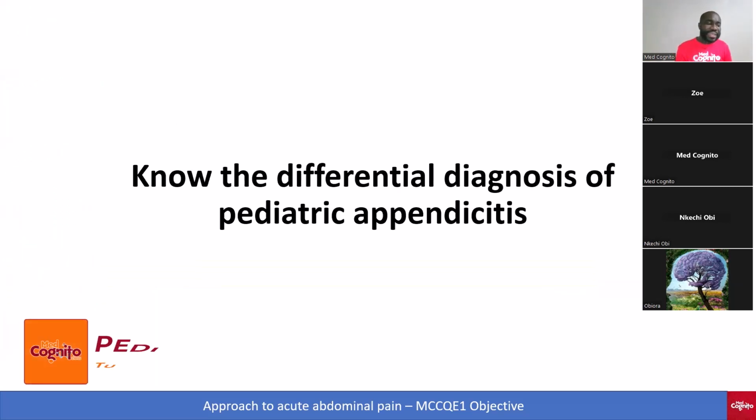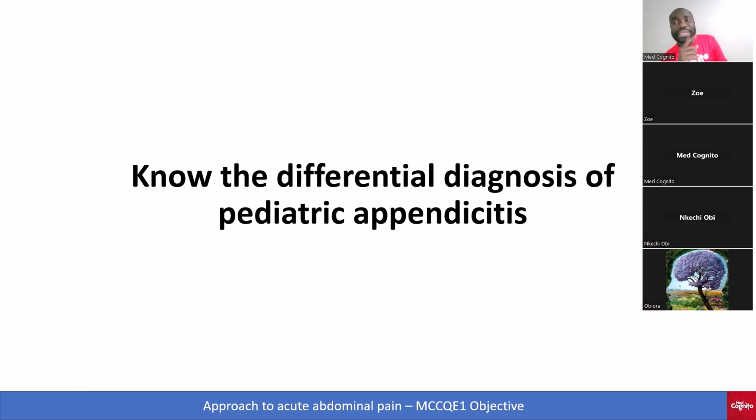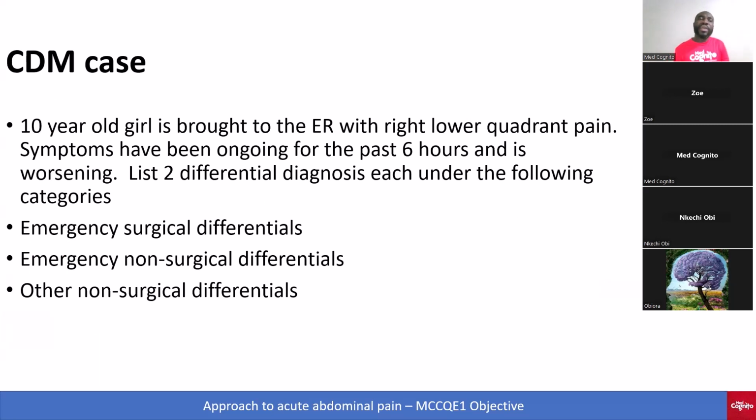Okay. And then there is this question that I want us to review. I want you to know the differential diagnosis of pediatric appendicitis. So I need someone to read this case for us, please. And please start putting in your answers. Please, who's going to volunteer to read the case for us? I need a volunteer. 10-year-old girl is brought to the ER with right lower quadrant pain. Symptoms have been ongoing for the past 6 hours and are worsening. Let's do differential diagnosis each under the following categories: emergency surgical differentials, emergency non-surgical differentials, other non-surgical differentials.